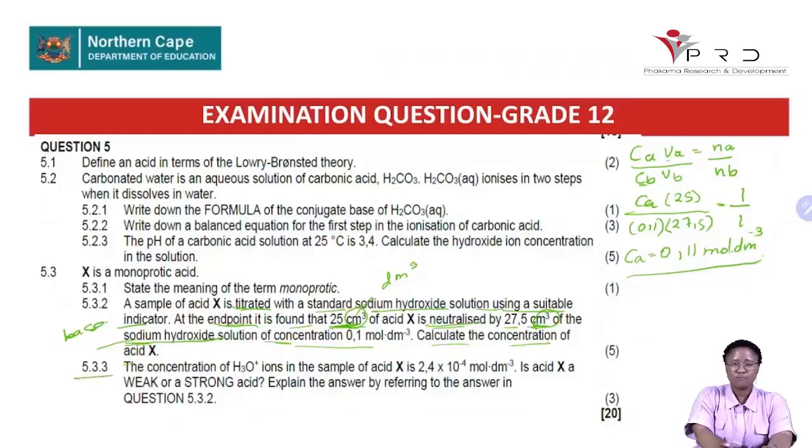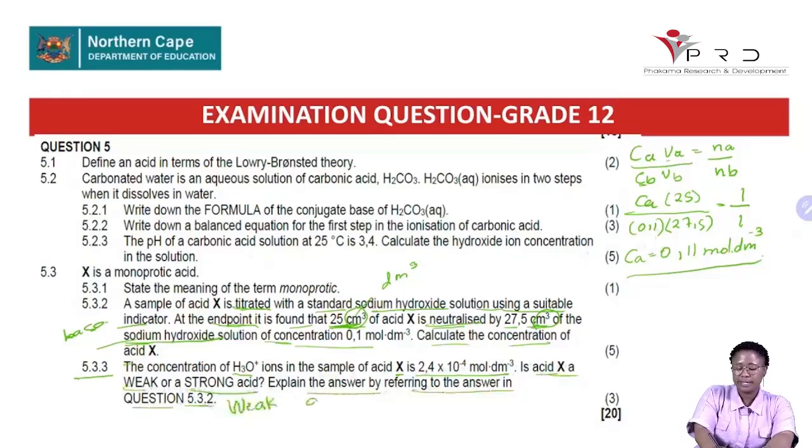Let's go to 5.3 quickly. It says the concentration of hydronium ion in the sample of acid X is 2.4 times 10 to the power negative 4 mole per decimeter cubed. Is acid X a weak or a strong acid? Explain your answer by referring to the answer in question 5.3.2. Now, this is going to be a weak acid. So the correct answer here will be weak acid.